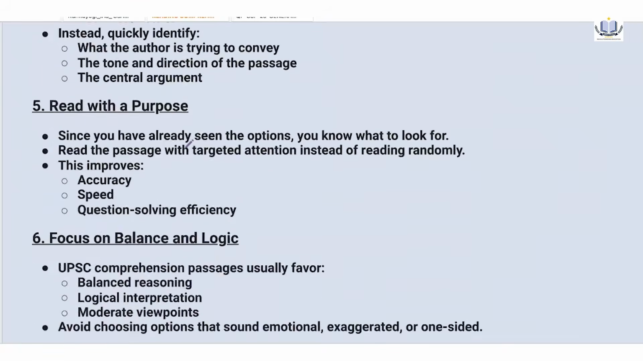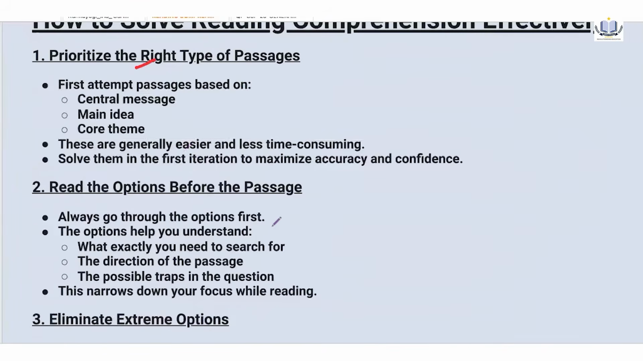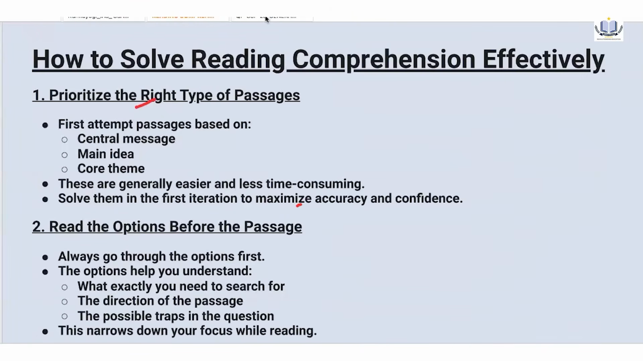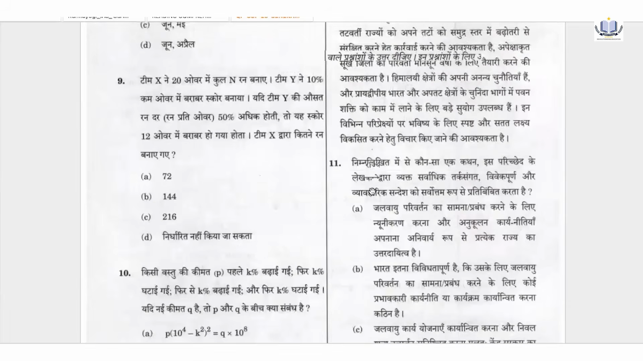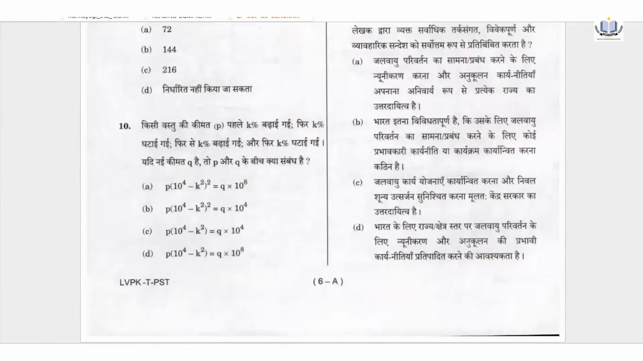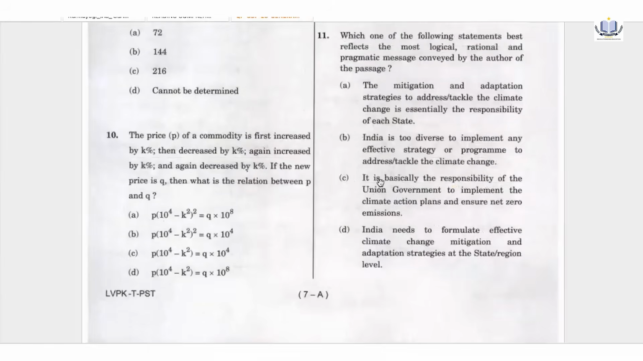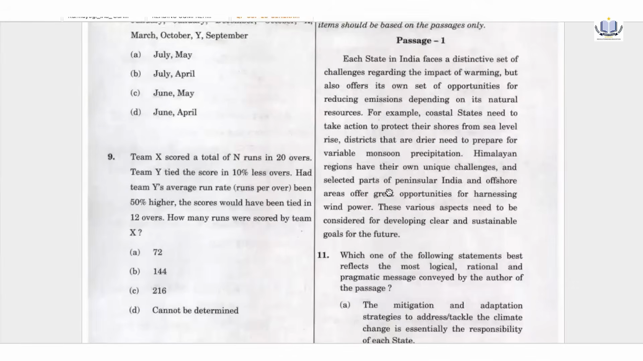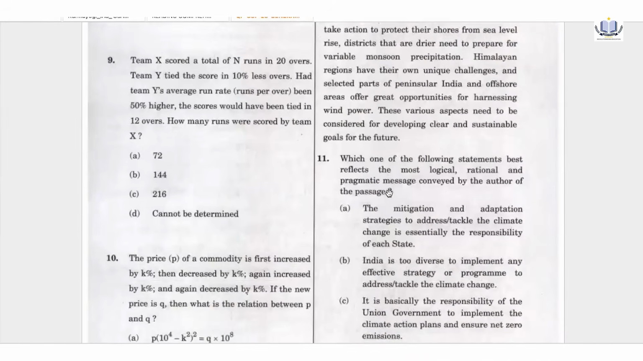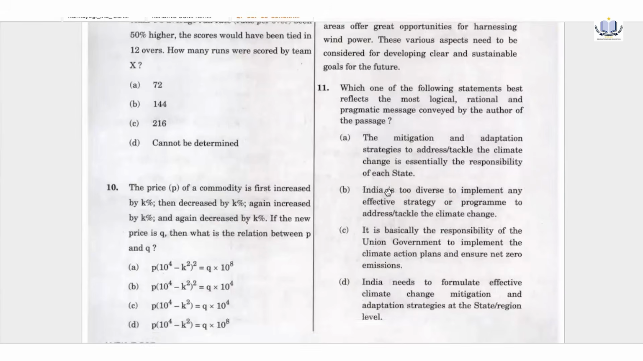Those are comparatively easier. Now, the second thing that you have to keep in mind is that you have to read the options before the passage. So you will first read the options. This is the question, this is the passage. You will first read the questions. How does it help? It helps you to focus on what the question is trying to extract from the passage. So your focus now becomes directional. And when you are reading the passage, you know what you have to extract.